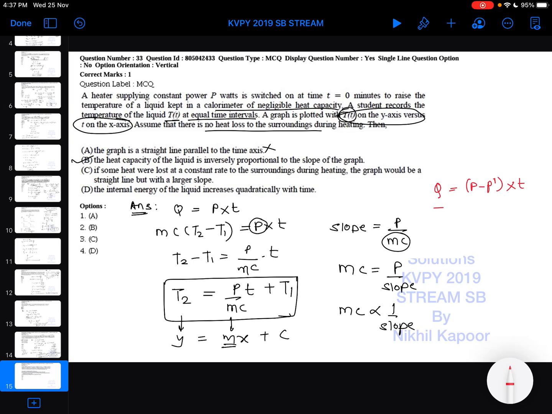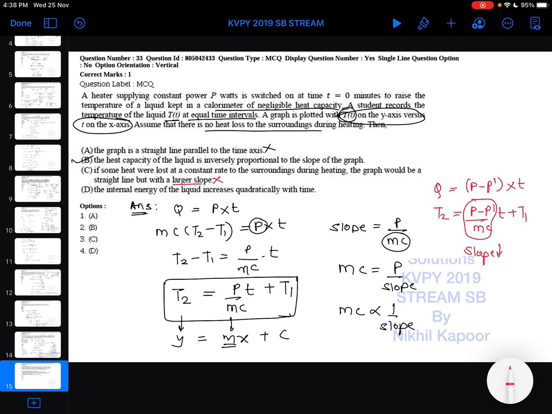So you will get the same equation, that is T2 is equal to (P minus P dash) upon mc into T plus T1. That will only be the change, that is the slope of the graph will change. As you can see, the slope of the graph will decrease. But here it is said in the C option that the graph would be a straight line with larger slope. So that is not possible. The slope will decrease because it is P minus P dash, where P dash is the power lost to the surrounding.